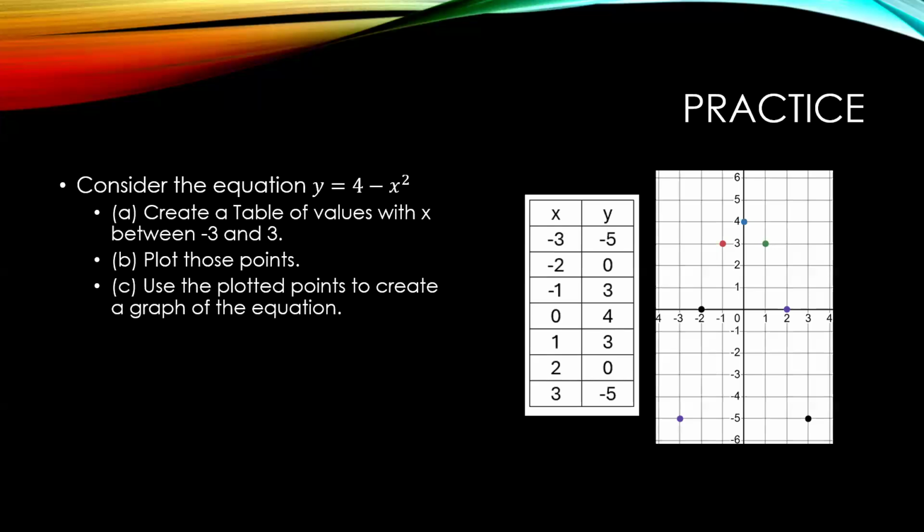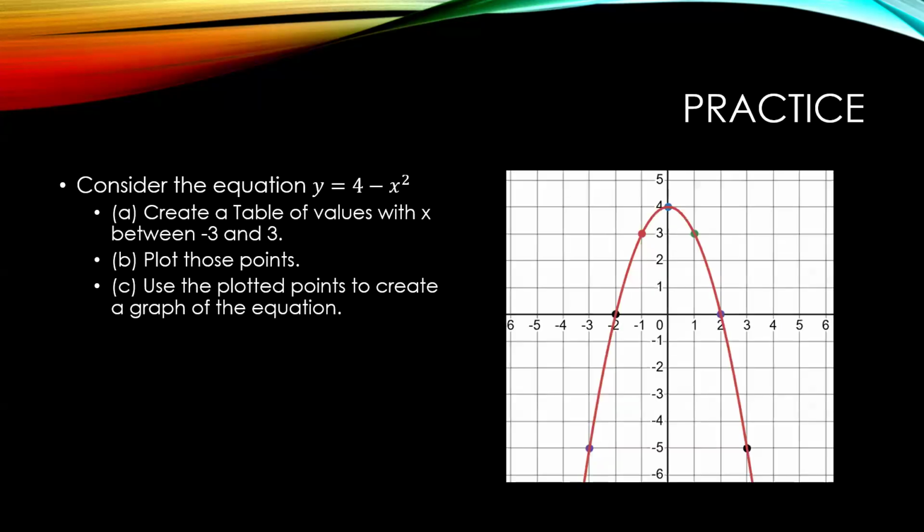If we wanted to then create a graph of the equation, well, we would assume that the equation is going to give us a curve which goes through those points. That's where we are inferring what the rest of the graph looks like. And this is what we would get. And so this is a curve. It's a standard parabola, which is what we get from quadratic equations.